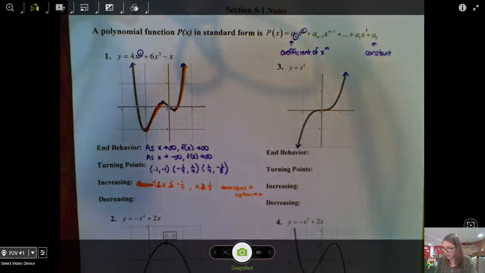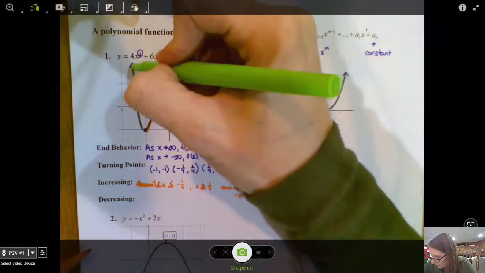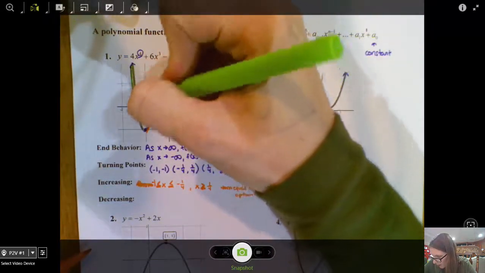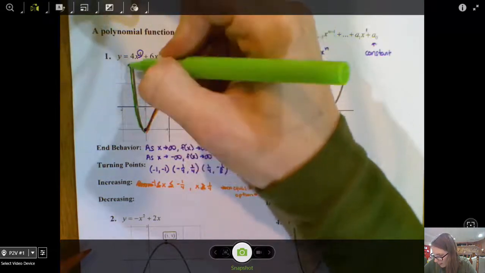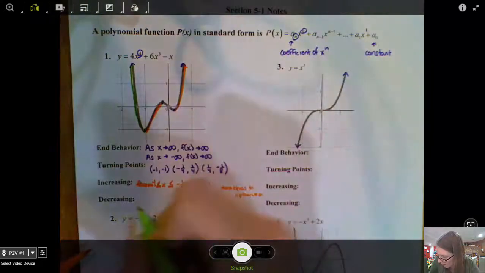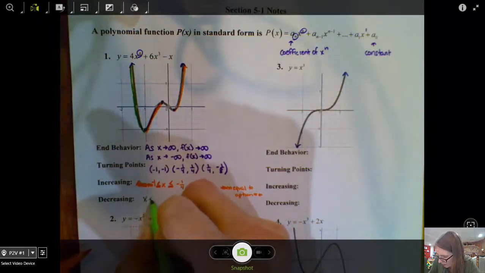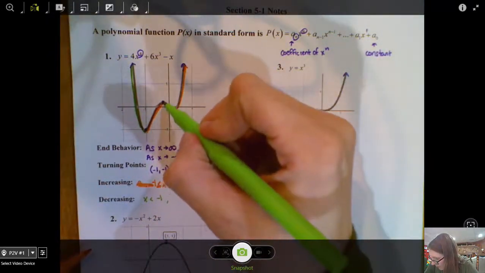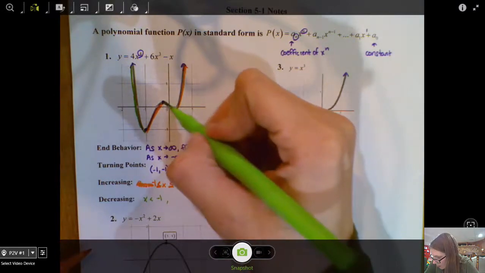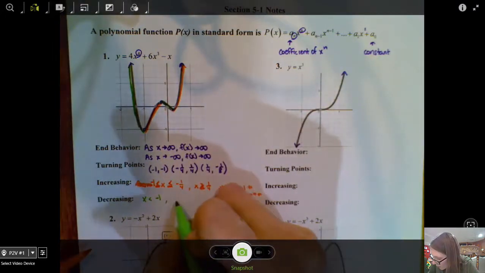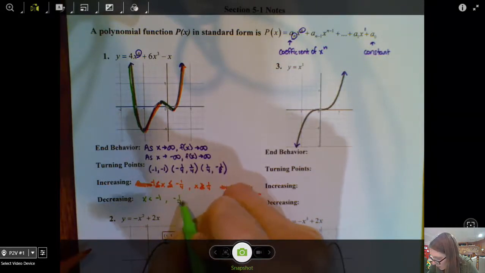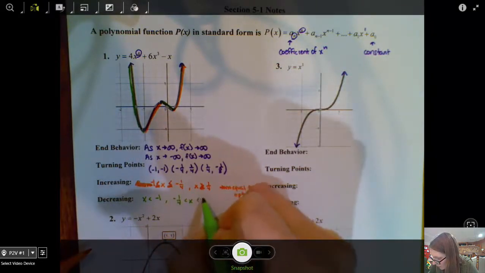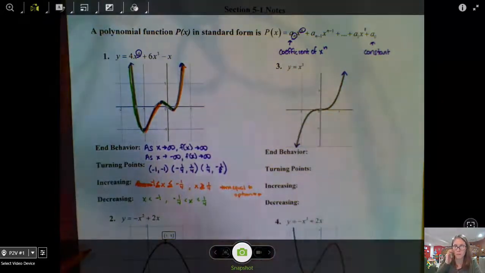Okay, and then we're decreasing in the remainder of our graph. So left to right, we're going down here, and that is when x is less than -1. And then we're decreasing again right in this little chunk when our x value is between -1/4 and 1/4.